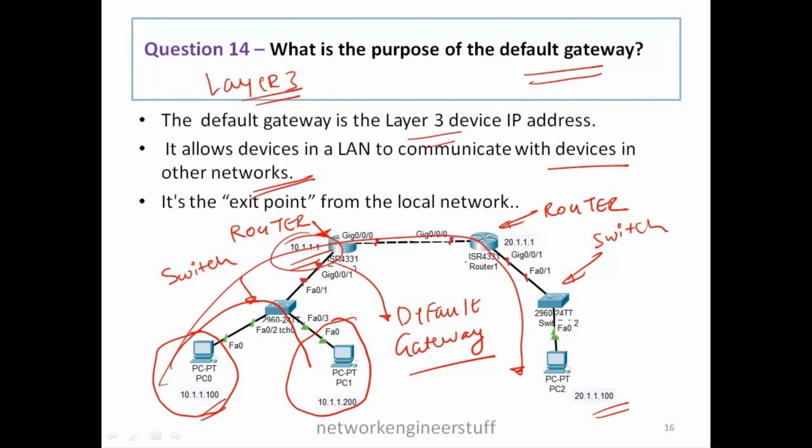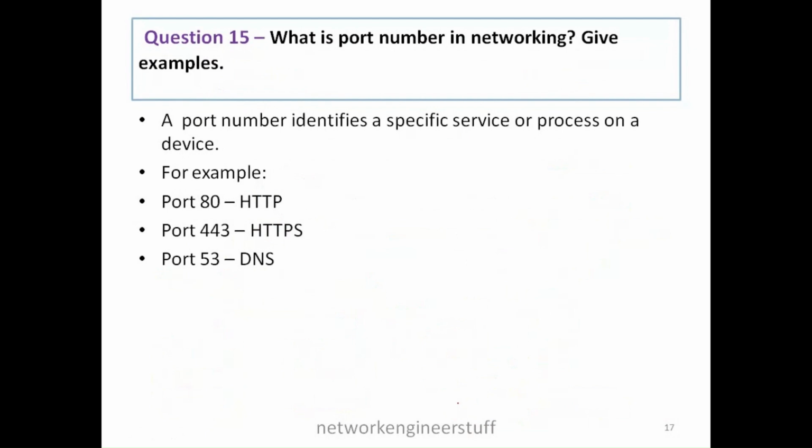So guys, the default gateway is nothing but a layer 3 device IP address which allows the host to communicate outside its network or outside the subnet. It is also known as the exit point from the LAN, or from the local network. In this way you can explain your answer. So guys, let's move to question number 15.